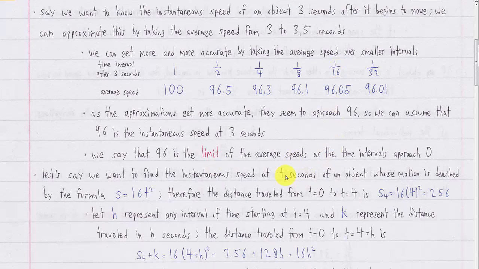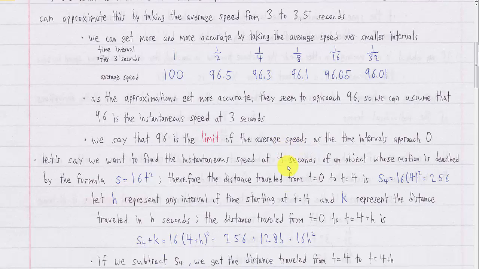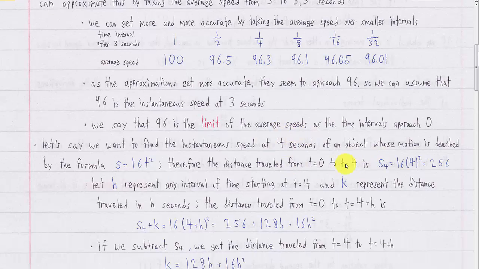So let's say we have some object, and we want to know the instantaneous speed at 4 seconds, or in other words, when t equals 4. And its motion is described by the formula s equals 16t squared, where s is the distance traveled. So to find the distance traveled at any time, we just plug in t and find s. So the first thing we're going to do, since we want to find the instantaneous speed at 4 seconds, is find how far the object has traveled after 4 seconds. So we just plug t equals 4 into this equation, and we find that it's traveled 256 at this time.